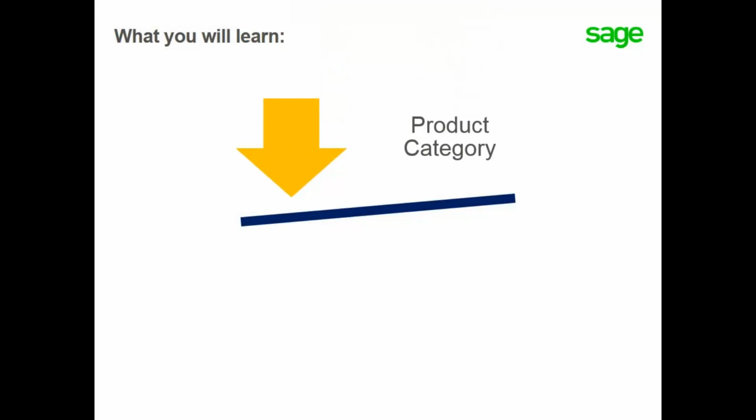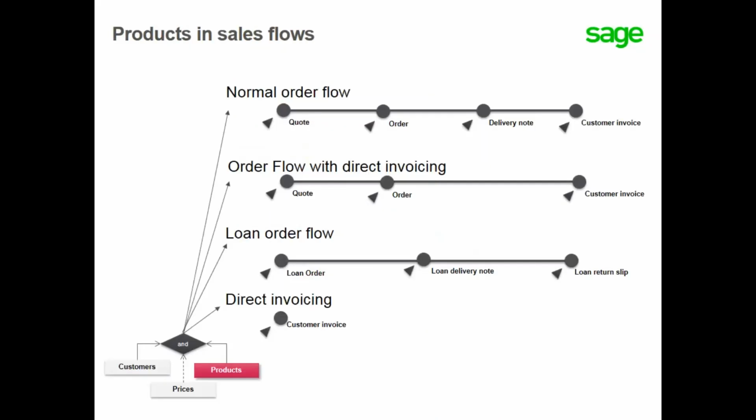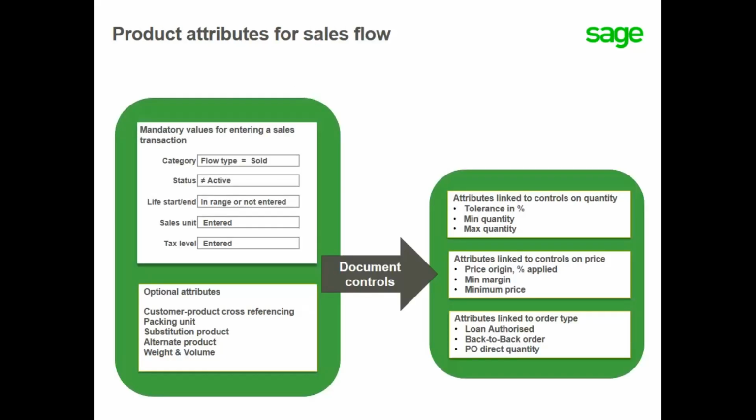In this lesson, you will learn how to set up the product category and the product record for an item that will be used in a sales flow. As you can see, products are one of the most important elements in any sales function. We will see during this presentation what needs to be set in the product category and a product in order to use it in a sales flow.